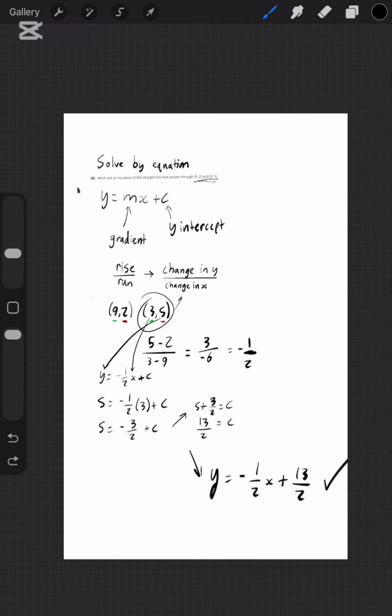Okay, so normally when solving equations like these, you can also sketch a rough graph, just so you can get a rough idea of how it's meant to look and what your equation is meant to turn out like. There we go.